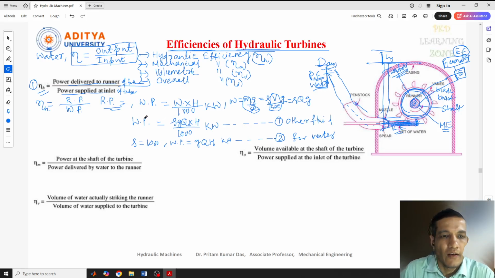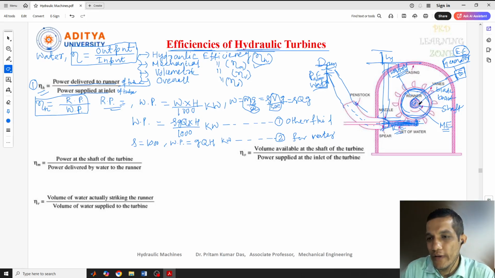Okay, and now as I told you, runner power is nothing but the power delivered to the runner, and that will be different for different turbines. Like for Pelton turbine the value will be different, and for radial flow turbine the value will be different. So anyway, this is the hydraulic efficiency. I hope you understand this one. Now the next one is mechanical efficiency.